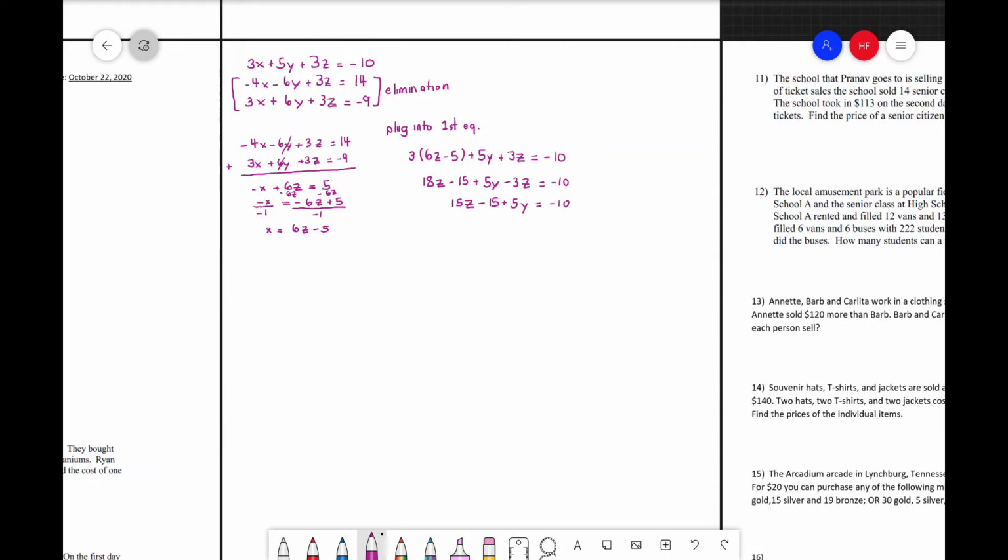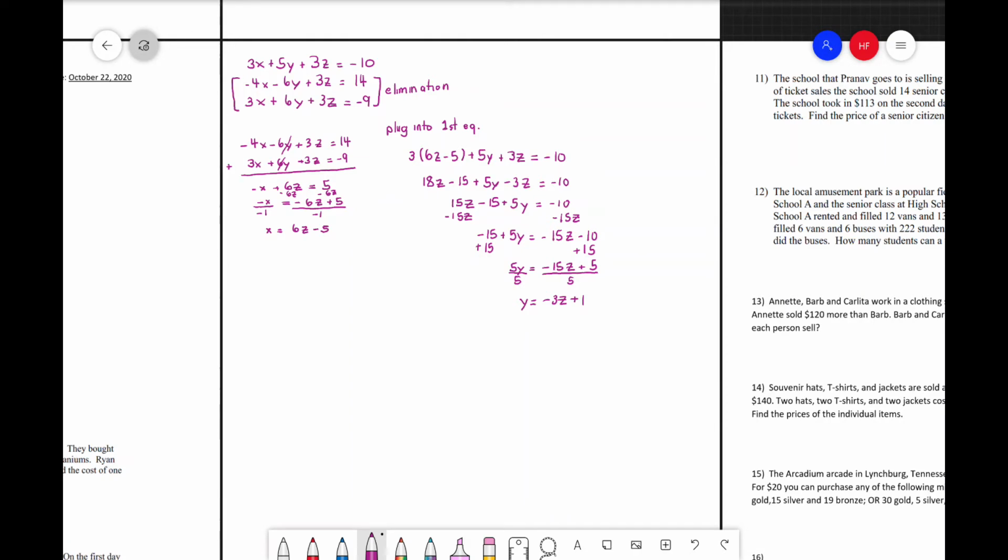And I want to solve for y so that way I can get y in terms of z as well. So I'm going to move the 15z over. Negative 15 plus 5y equals negative 15z minus 10. And I need to move the 15 over because I just want y, remember? And I get 5y equals negative 15z plus 5. And then divide everything by 5. And y equals negative 3z plus 1.